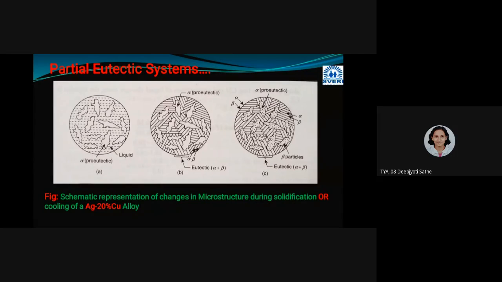So these are the microstructural changes happening for the hypoeutectic alloy we have considered, with 20% copper. If you have any query related to these microstructural changes, you can ask me. If you have no query, please mention in the chat box whether this point is clear for you, so that I can move on to the next slide.